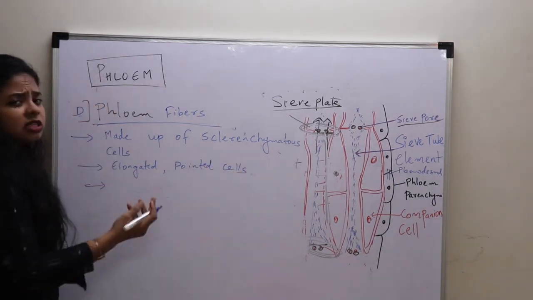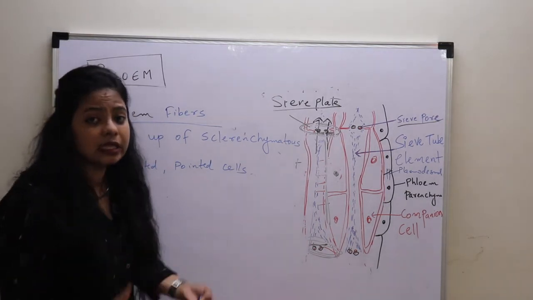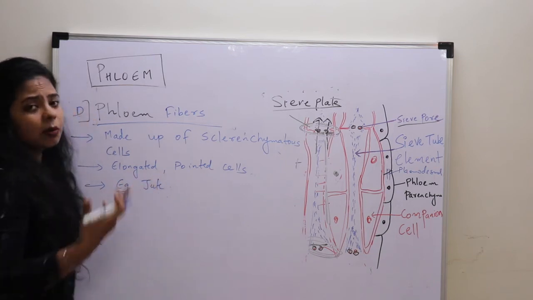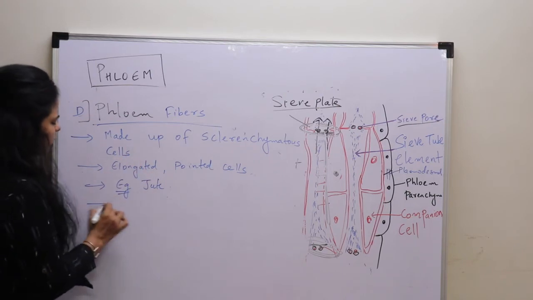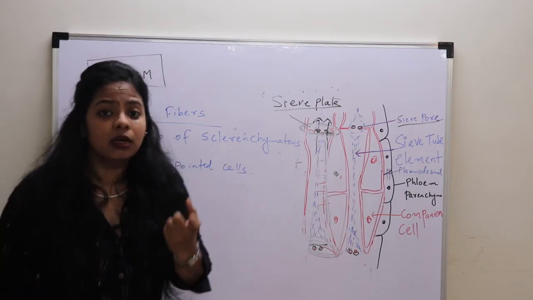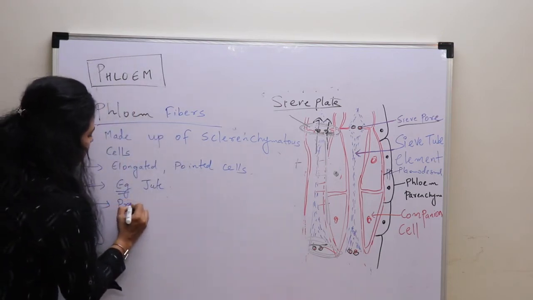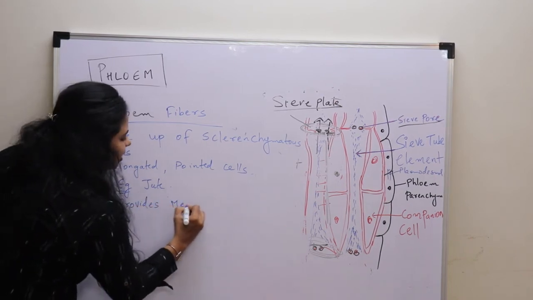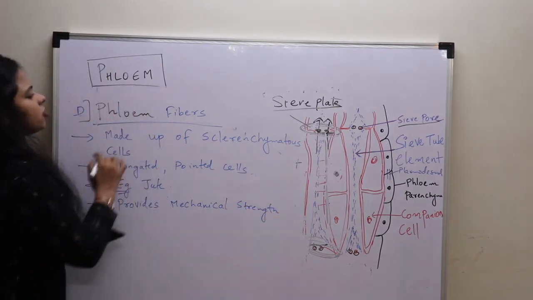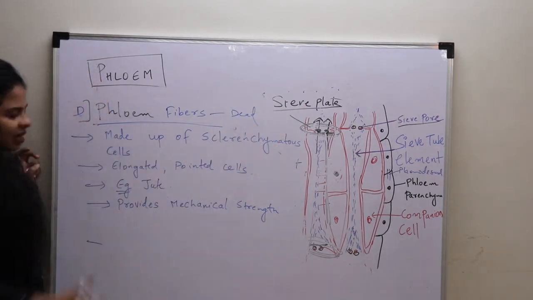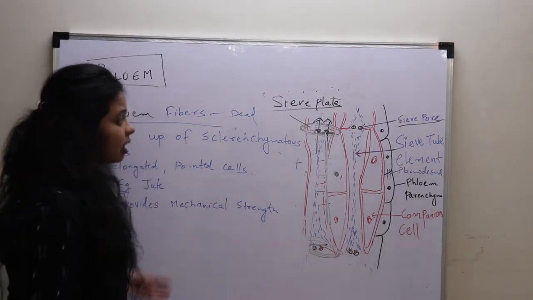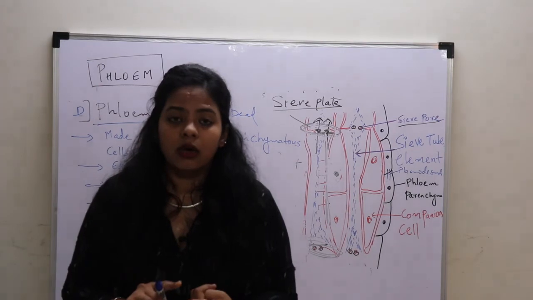Now for example, you might have seen jute fibers. These jute fibers are nothing but phloem fibers. So an example of phloem fibers is jute, which is used commercially, right? What is the function of phloem fibers? Since it is a dead tissue, it provides mechanical strength and rigidity to the phloem. So phloem fiber is a dead tissue made up of sclerenchymatous cells, it has elongated cells, an example is jute, and they provide mechanical strength.